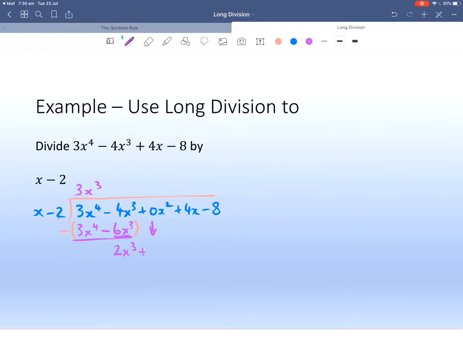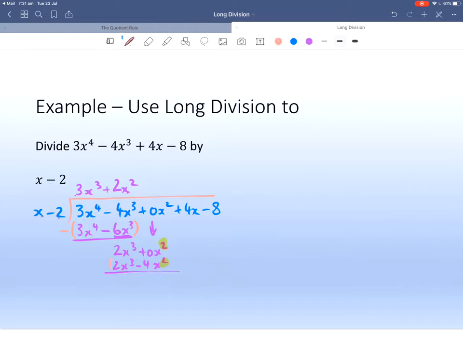and I'm going to bring this guy down, plus 0x squared. And now I'm going to do the same thing as before. 2x cubed divided by x, well, that is simply plus 2x squared. Now I'm going to multiply this by this, and we get 2x cubed, which is really good. That's what I want. And then I've got minus 4x squared, which is really good because I've got squared and squared. So let's keep going.